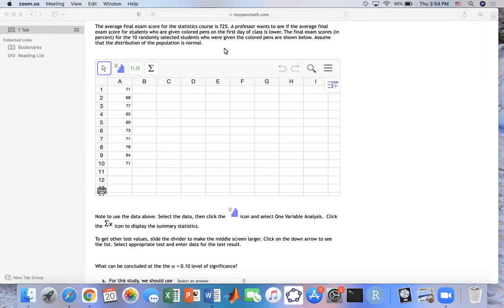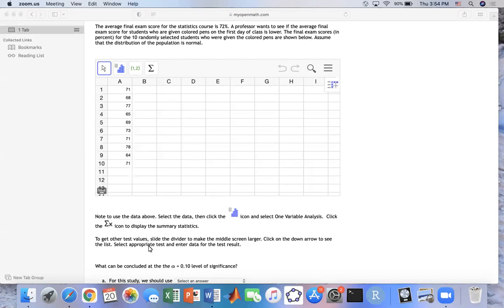The average final exam score for a statistics course is 72%. A professor wants to see if the average final exam score for students who are given color pens on the first day of class is lower. The final exam scores in percent, so this one means 71%, 68%, 77%, and so on, for the 10 randomly selected students who were given color pens are shown below. Assume that the distribution of the population is normal.